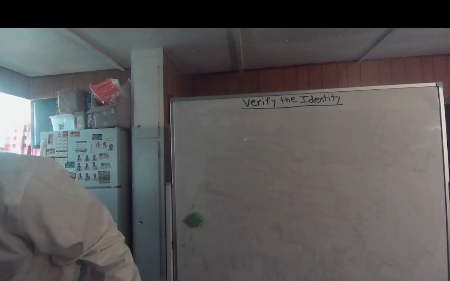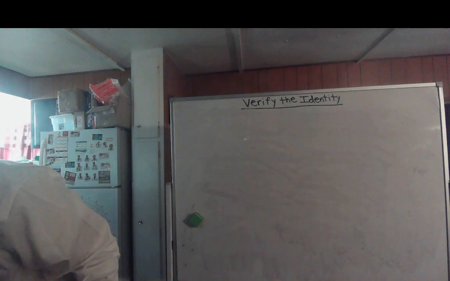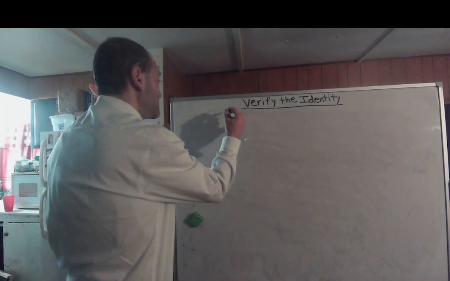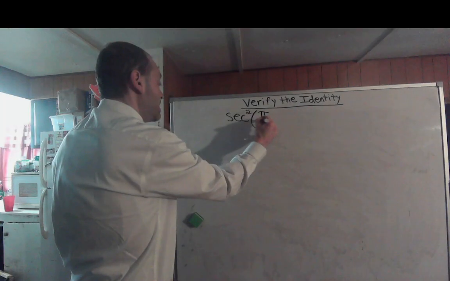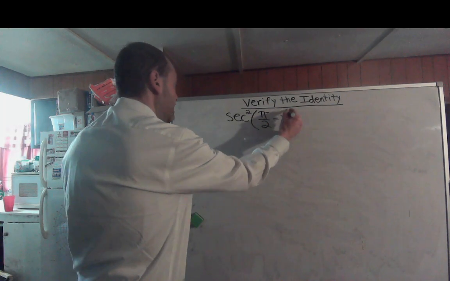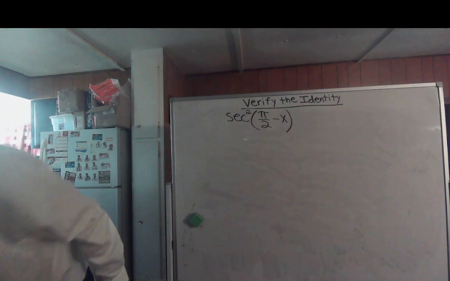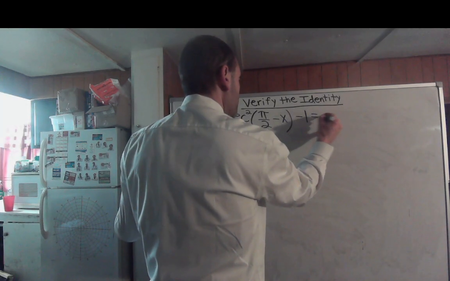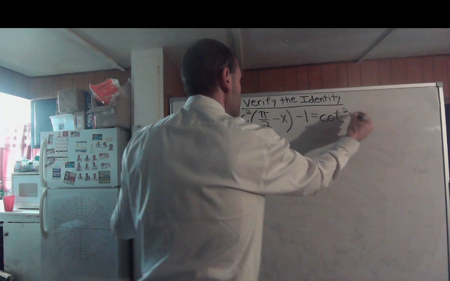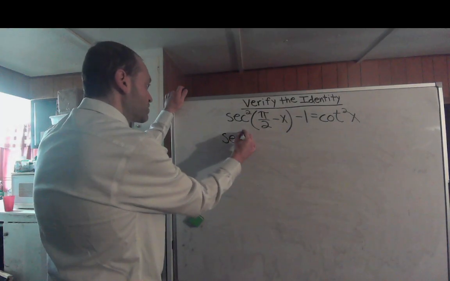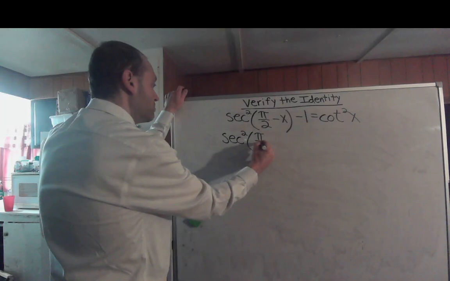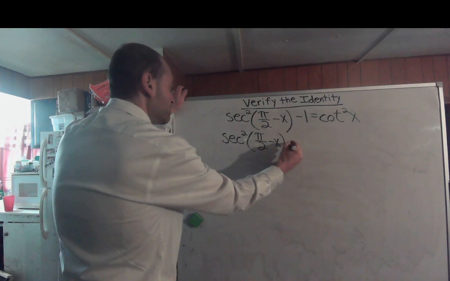All right, let's see. One more of these, then we're going to get into true polynomial types here in just a minute. So let's see. We have the secant squared of the quantity of pi over 2 minus x minus 1 equals the cotangent squared of x. So let's write out the left-hand side again. You have the secant squared of pi over 2 minus x minus 1.